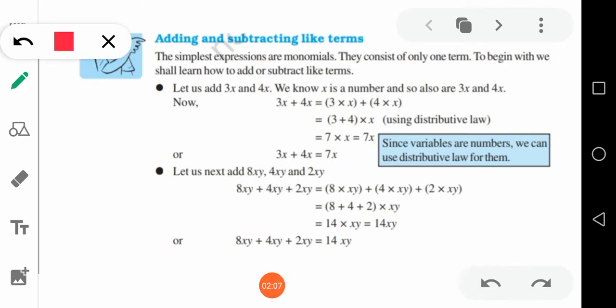So, now we are going to add these like terms. What did I tell you before? We have to add the constant parts. Which are the constants? That is the coefficient part, that is 8, 4 and 2. So, 8 plus 4 plus 2 is 14, and then you write the variable part, that is xy. So, you have the answer 14xy. Understood? How was it? Shall we do one more problem?